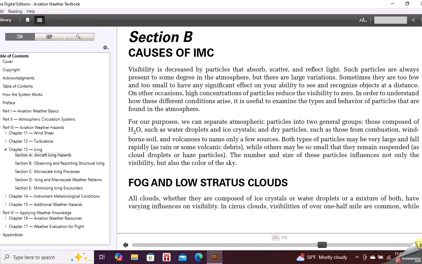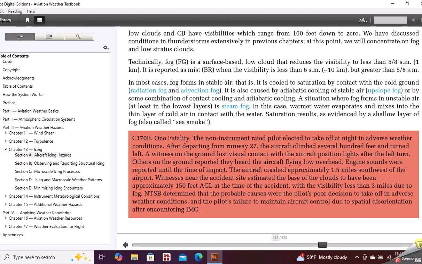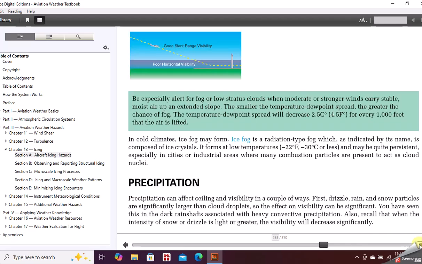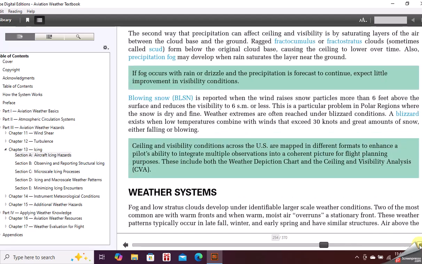Most METARs will indicate IFR conditions, and the TAFs as well, showing up pretty well. If you're flying through a cloud layer and then all of a sudden pop out, obviously you can see. You need to know how low you can go if you're going to be popping out into the clear air or not. Precipitation can reduce it, especially snow.